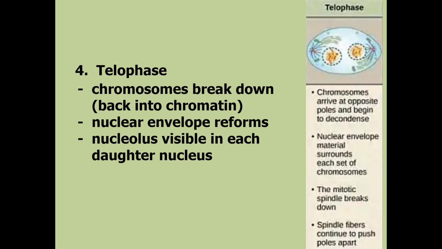And the final phase of mitosis or cell division is telophase. Chromosomes break down back into chromatin, and the nuclear envelope reforms. As you could see here, you have the two nuclei, and this little dotted line around the nuclei is the nuclear envelope or the nuclear membrane. The nucleolus is visible again in each daughter cell.